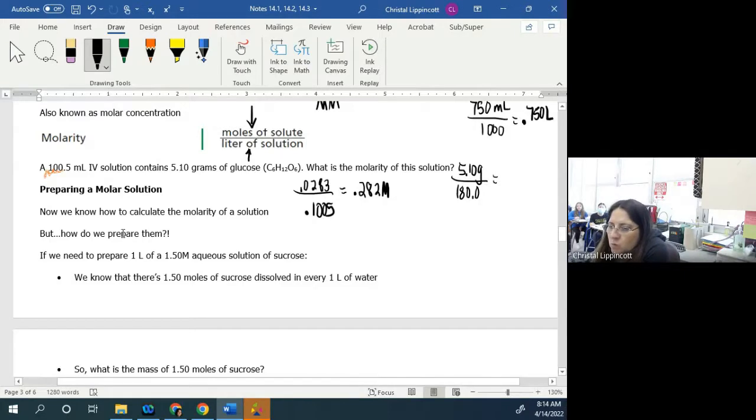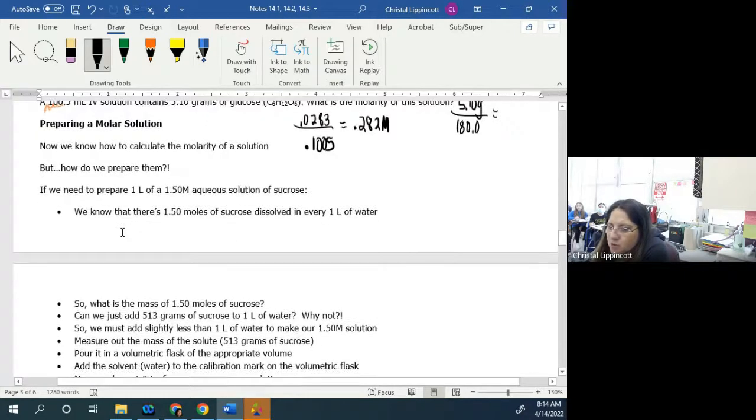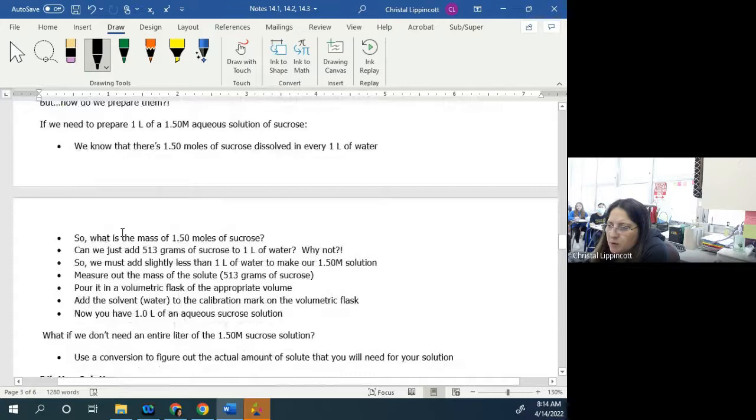So what you have to do if you wanted to prepare like one sucrose.